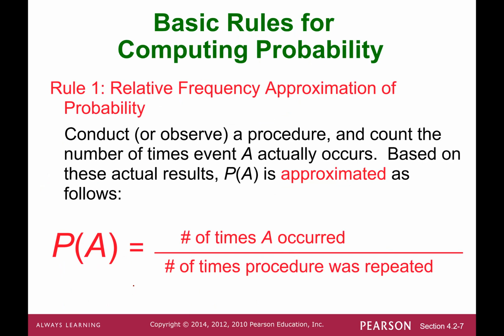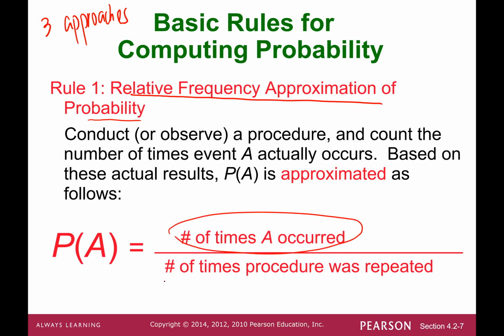Remember, we have three different approaches to understanding probability and then calculating it. Let's look at the first approach. The first approach is called the relative frequency approximation of probability. Basically the procedure works like this: you conduct or observe the procedure and count the number of times event A actually occurs. Based on these actual results, the probability of event A is approximated by the number of times A occurs over the number of times the procedure was repeated.